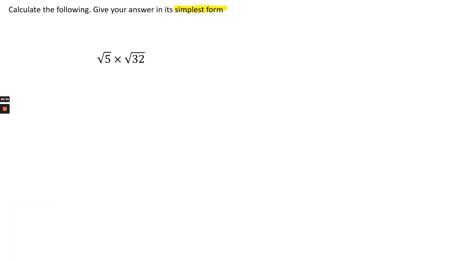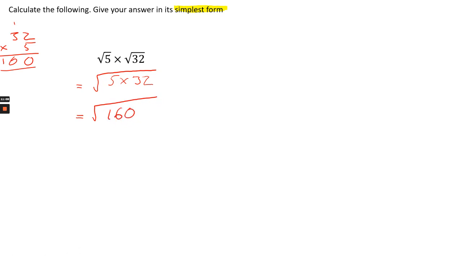So I've got root 5 times by root 32. Now it's almost like going in reverse. What I'm going to do this time, instead of trying to simplify them individually, I want to make it back into one bracket, or one square root. I know that that's going to be the same as the square root of 5 times by 32. And now I want to see what 32 times by 5 is. 5 times by 2 is 10. 5 times by 3 is 15. Add 1 is 16. So I can rewrite this as the square root of 160.